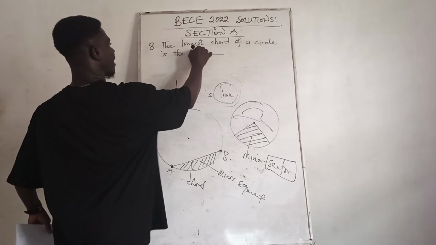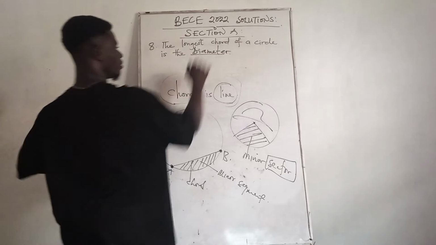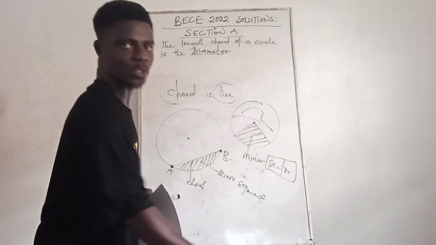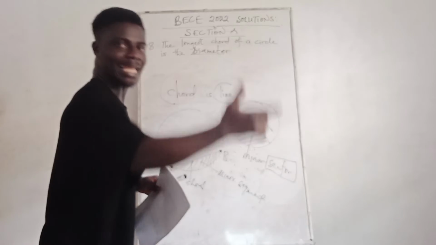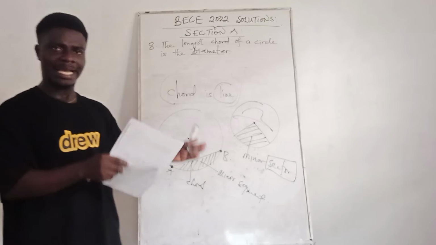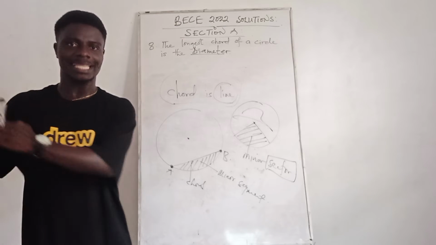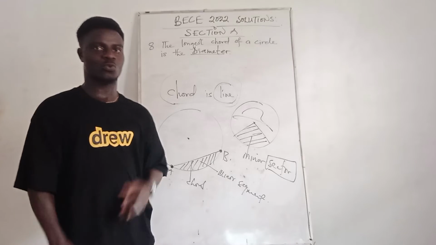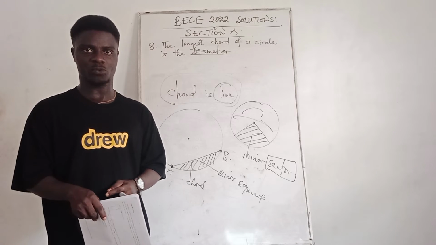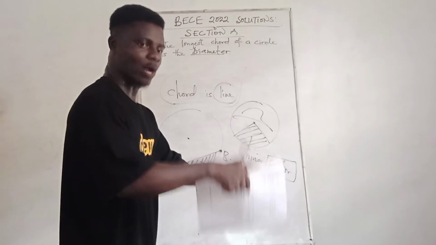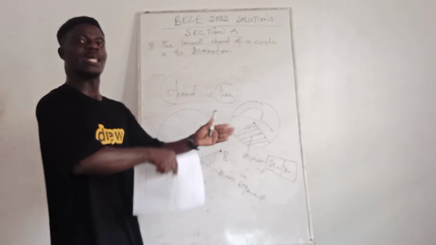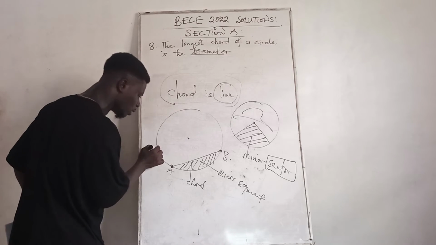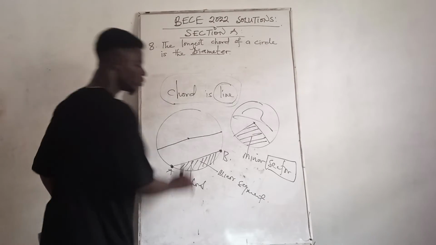But the answer is what? Diameter. And what's a diameter? A diameter is a chord. Or we can say that a diameter is a line. Since a diameter is a chord and a chord is a line, then we can say that a diameter too is a line. So this one is the transitive property here, right? A diameter is a chord. And what is a chord? A chord is a line. Then we can say that a diameter is a line. So a diameter is a line that passes through the center of the circle.